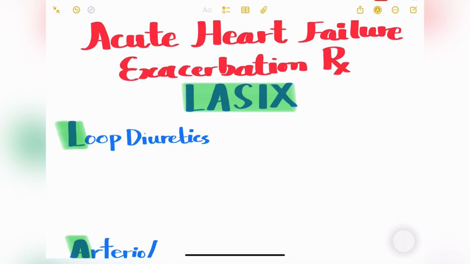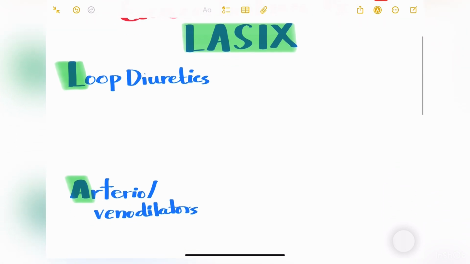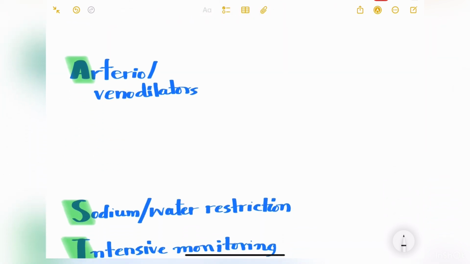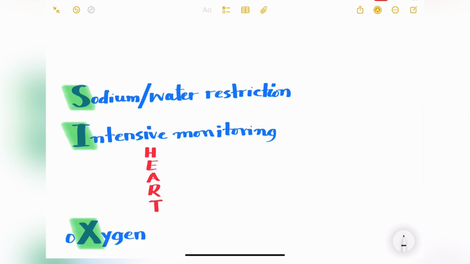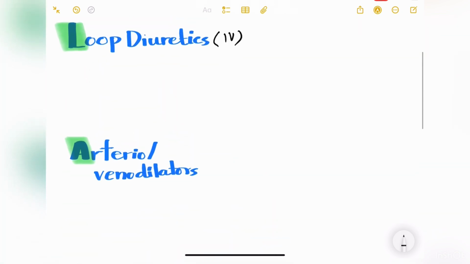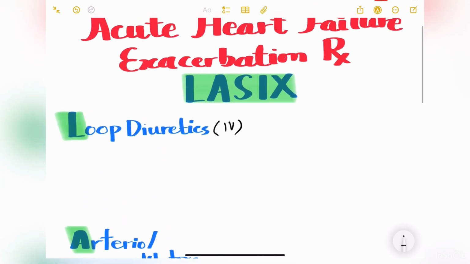Today we will be tackling acute heart failure exacerbation treatment with an easy to remember mnemonic, LASIX, LASIX. So first of all, we need to know what LASIX stands for. L stands for loop diuretics, especially the IV loop diuretics. A stands for arterio and venodilators. S stands for sodium and water restriction. I is for intensive monitoring, and X for oxygen. So we'll study one by one.